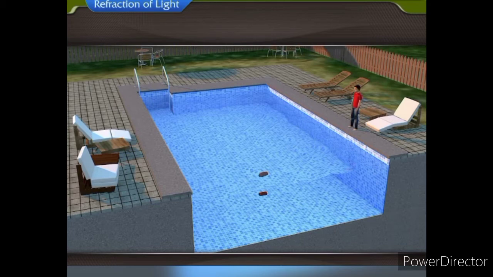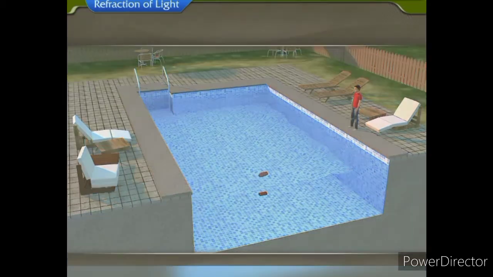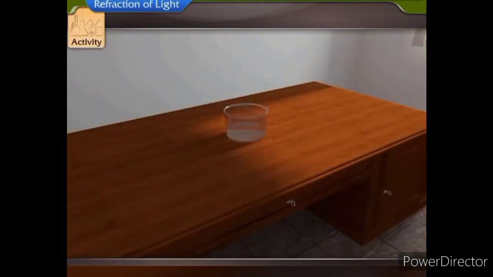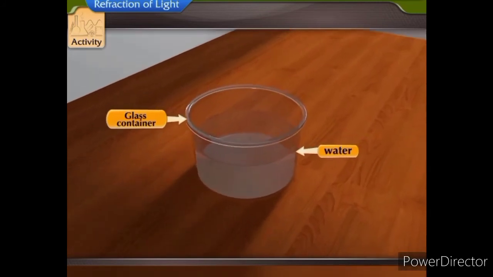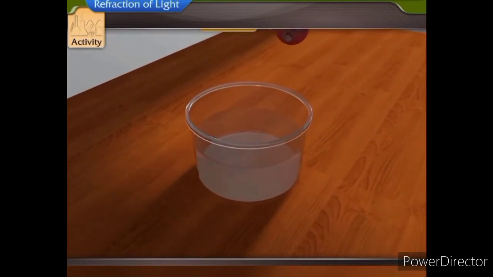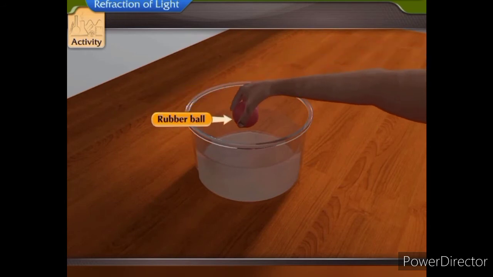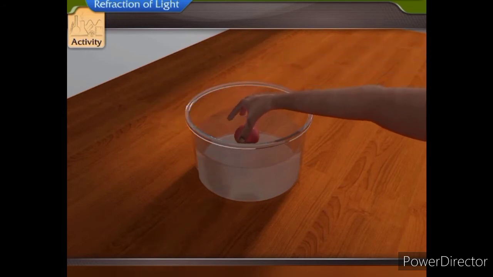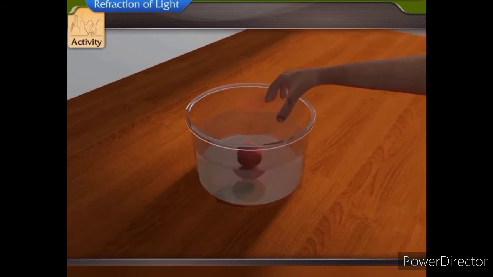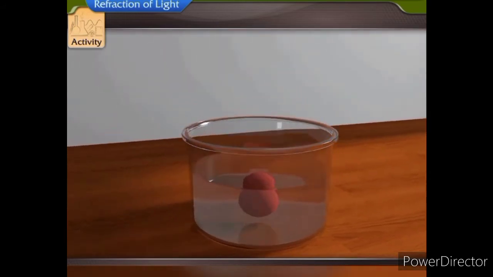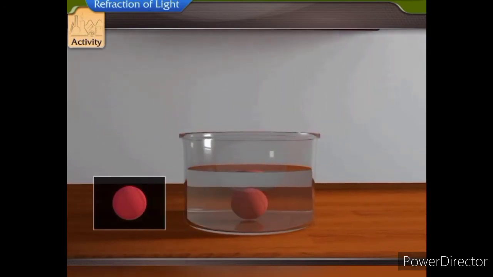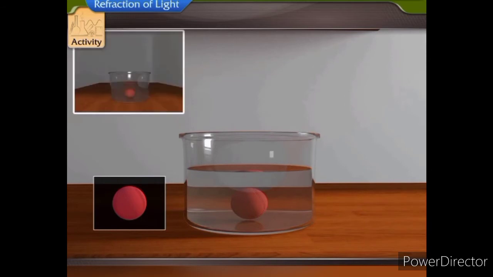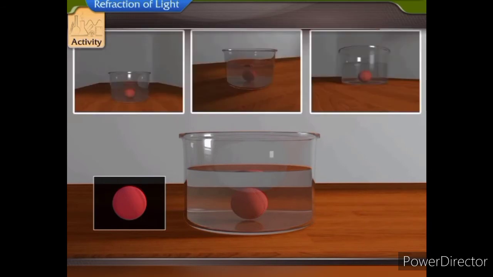Let us understand this by performing some activities. Take some water in a glass container. Now take a heavy rubber ball and immerse it slowly in the water. Observe the ball from one side of the container. What do you observe? Do you notice any change in the size of the ball? Yes, the size of the ball varies.